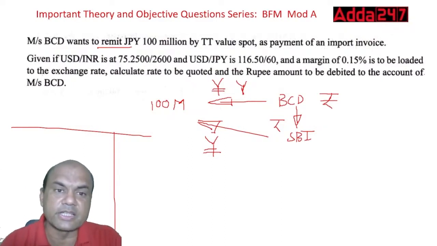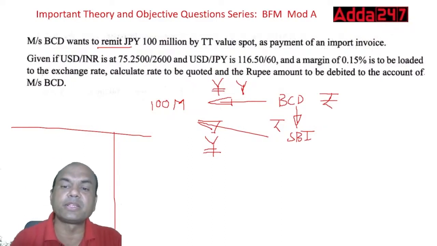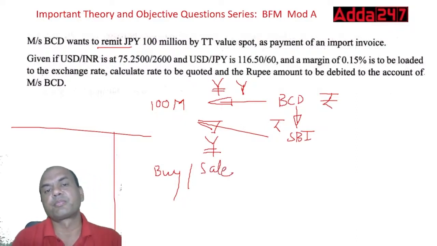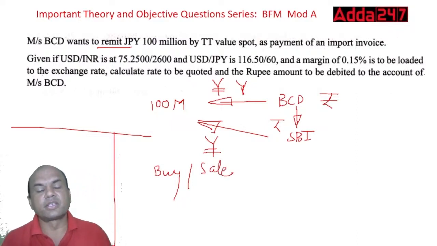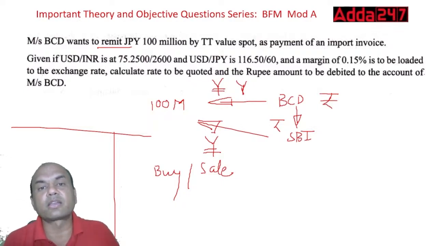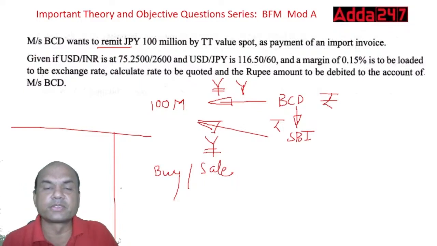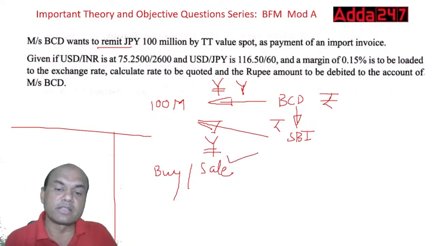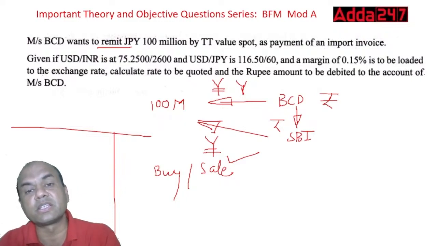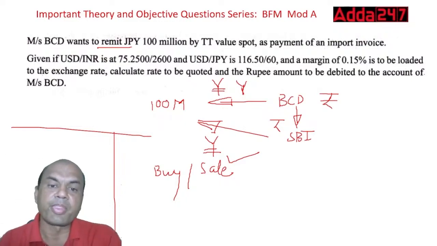See here, firstly understand JPY has to be sent out. So remit means you are using the buy rate or sell rate. Tell me first. Buy or sell rate? It's outside dollars or other currencies going out. Whenever other currency is going out, we will always be using sale rate. So here we are using sale rate, right? Got it? Sale rate we are using.